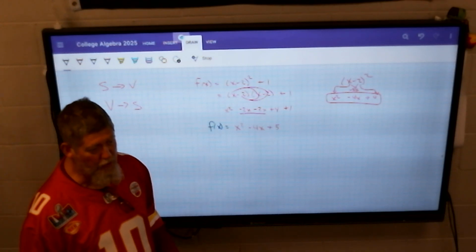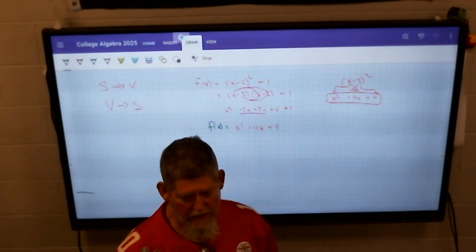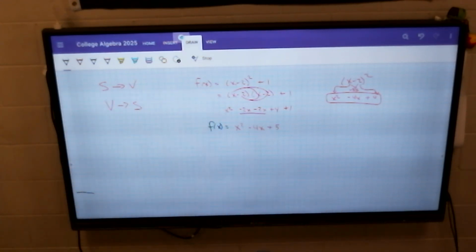Now, there is a Delta Math assignment. You do have to graph on Delta Math. Make sure you read the directions.